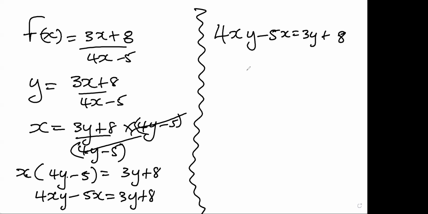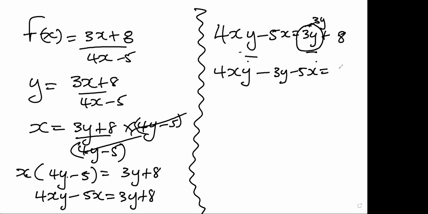All right, remember the objective, right? We want to get y by itself. So we have y here, y there. So what we have to do, take the inverse of this. So we have it on this side. So it's going to be minus 3y. So this is 4xy minus 3y minus 5x equals 8.